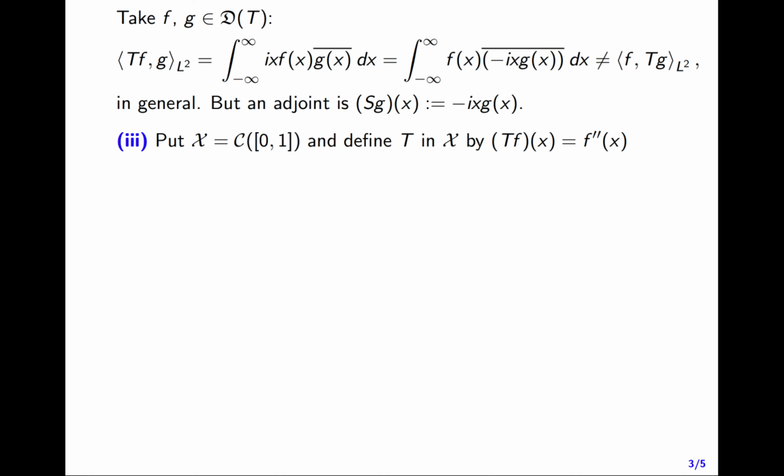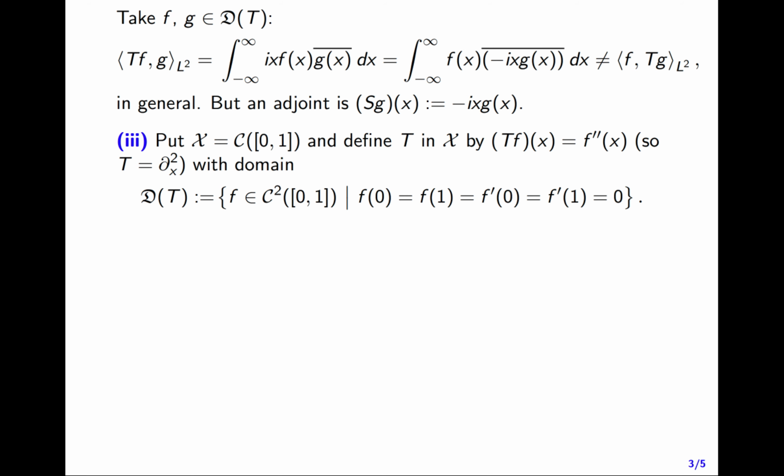Here's a third example. Let's take X to be the continuous functions on the interval 0 to 1 into the complex plane. That'll be our vector space. And we'll define an operator T in X by T on f at x is f''(x), which is to say T is d²/dx².